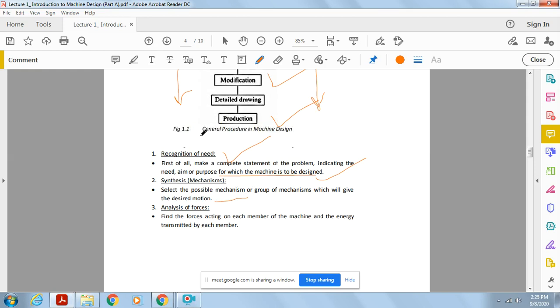Next, the third step is the analysis of the force. Find the forces acting on each member of the machine and the energy transmitted by each member. That means you are designing a shaft.